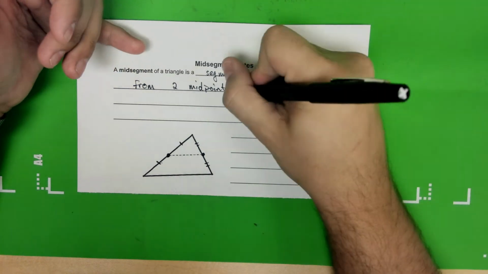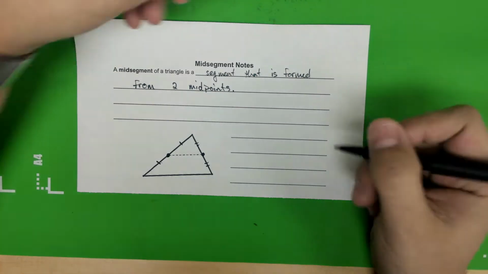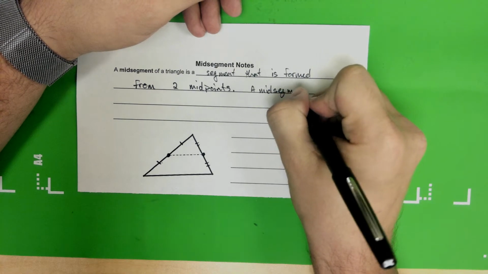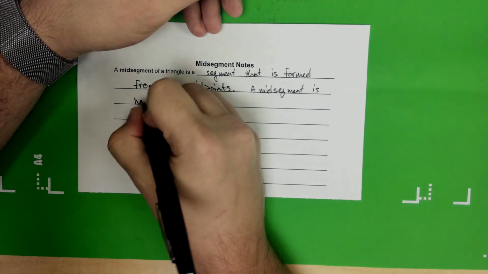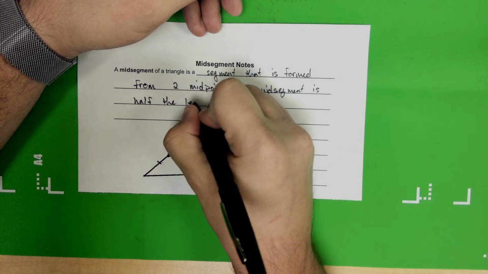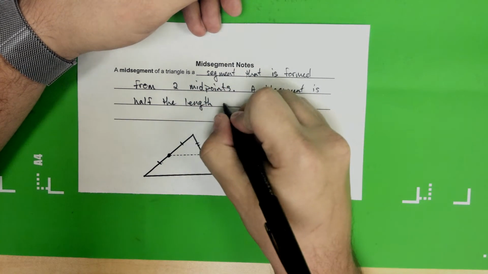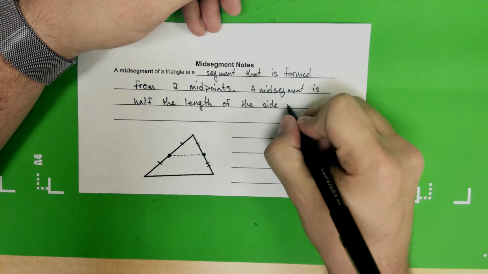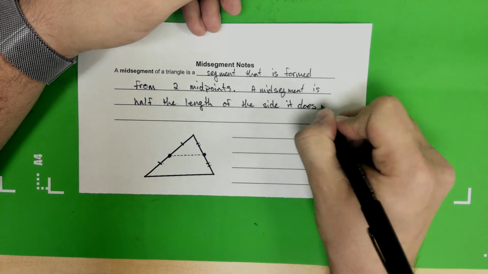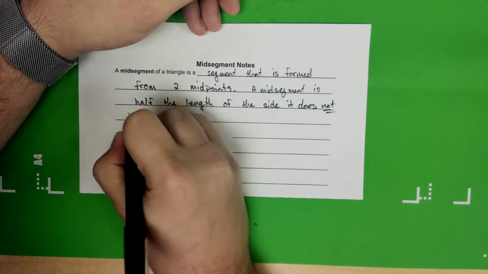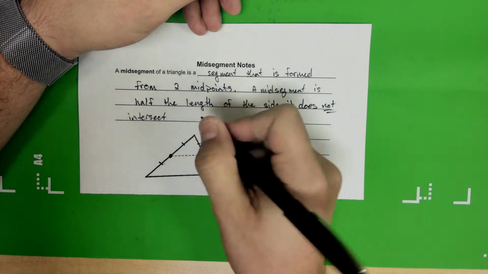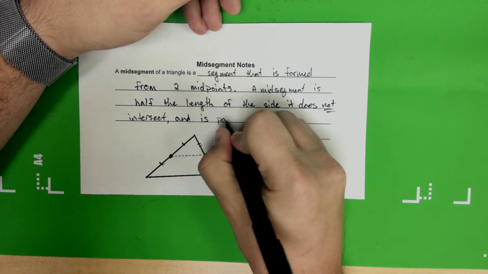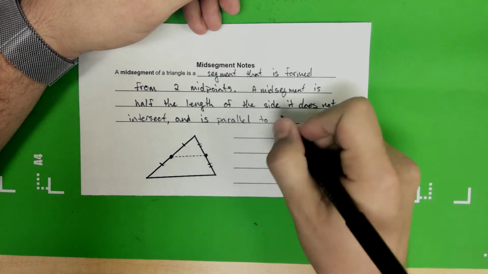Now, there's a few things to note about mid-segments. A mid-segment is half the length of the side it does not intersect, and is parallel to that side.